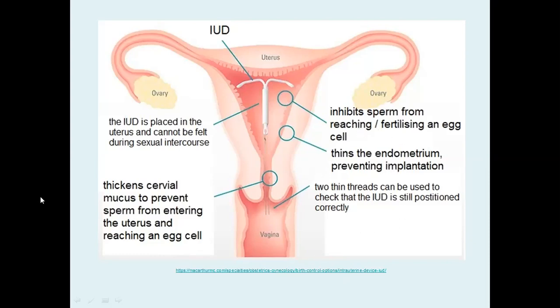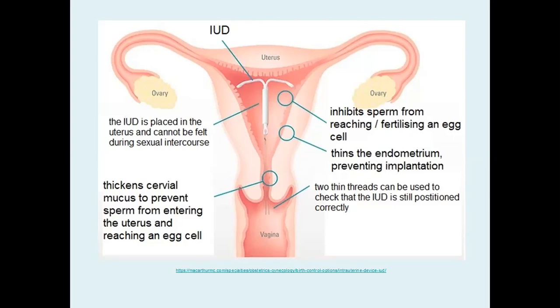The second way in which they act is they can prevent sperm from reaching or fertilizing an egg cell. So in the case of the ones that are made of copper, besides thickening the cervical mucus, sperm reacts badly to copper, and so it actually kills the sperm.